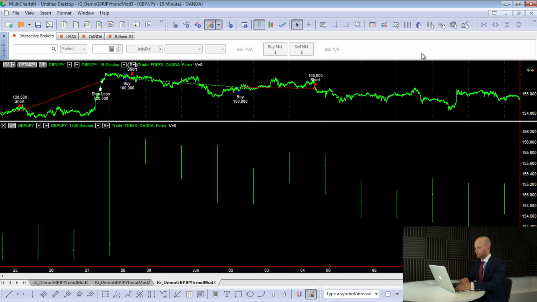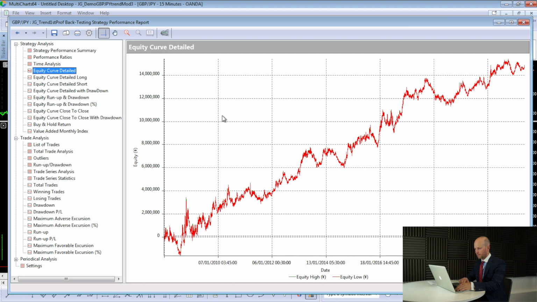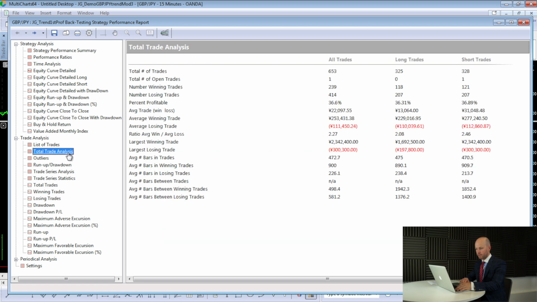Let's have a look at the performance report. And there's the equity curve. It's still a really nice equity curve. Not quite as smooth as the original, but then we've got far less trades, and that's the reason why. But nonetheless, it is a nice equity curve. But let's have a look at the average trade value, which is the quality of trade. This is what I'm most interested in.